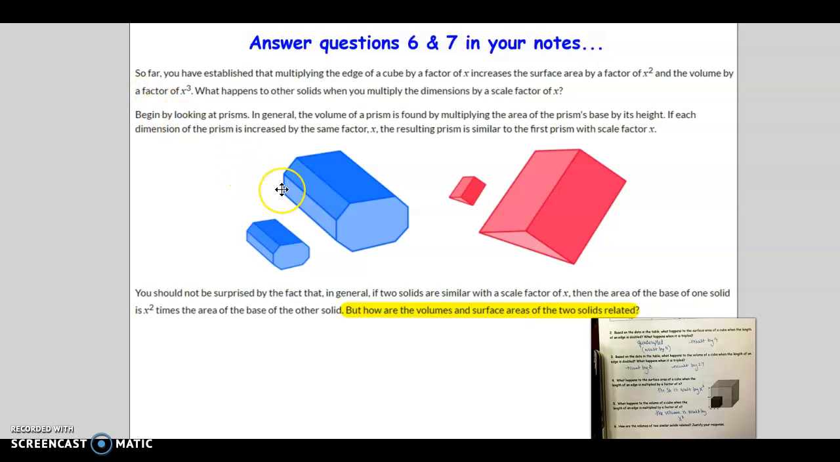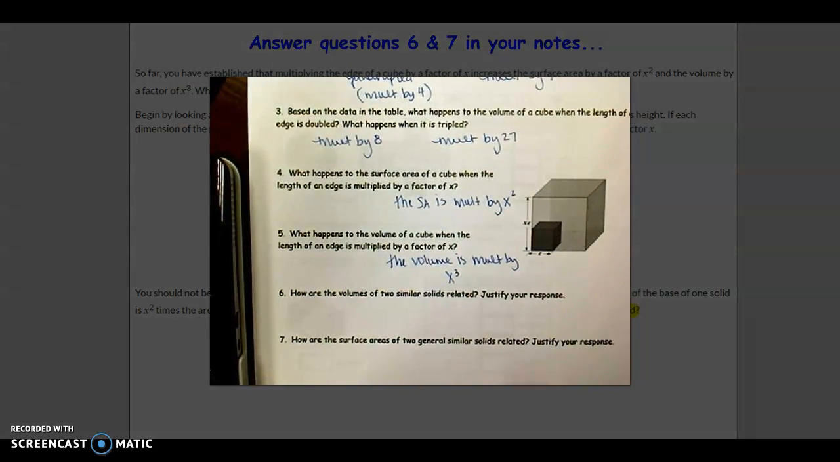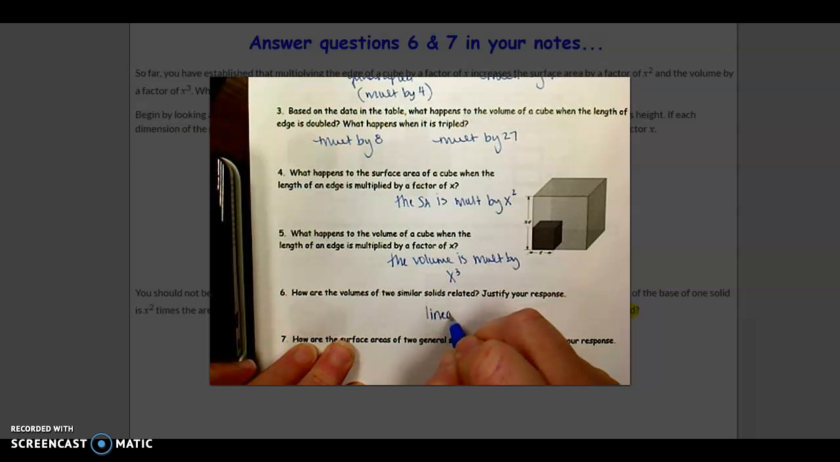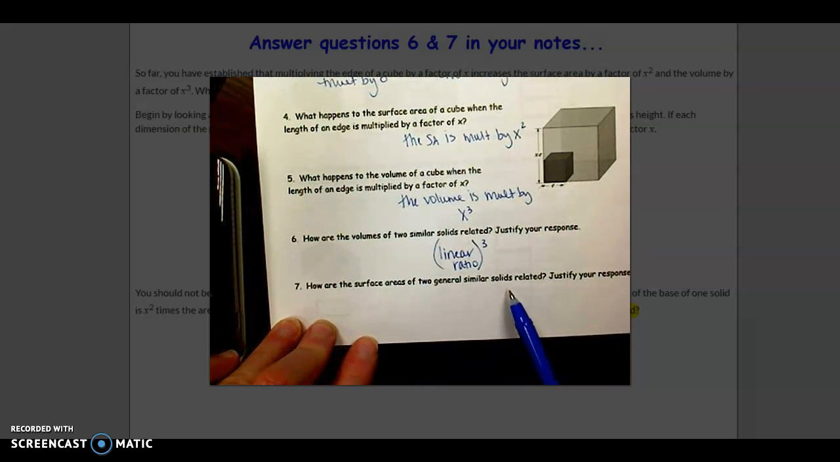So questions 6 and 7 in your notes, it says, how are the volumes of two similar solids related? So what you need to really understand is it all depends on what your linear change is. If you're doubling the linear dimensions, then you would do that change, which is doubling, is 2, and to find the new volume, you would cube that change. So 2 to the third power is 8. So your volumes would change by a factor of 8. So you take your linear ratio and you cube it.